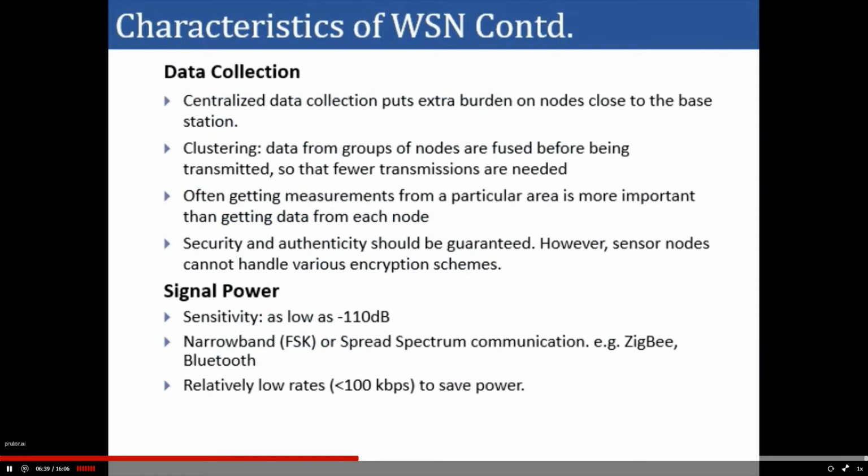Now let's talk about data collection. In a wireless sensor network, centralized data collection puts extra burden on the nodes which are closer to the base station. The nodes closer to the base station have the greater responsibility to collect data from the nodes spread across a geography, and then send that data to the base station. Because of this greater responsibility of data collection and sharing with the base station, the edge nodes, the nodes nearer to the base station, face a lot of extra burden.